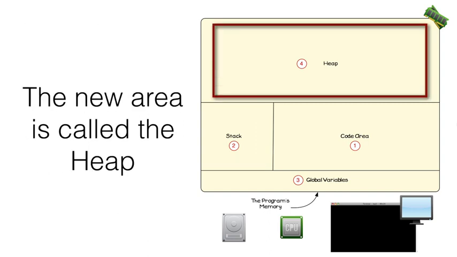Now, the new area that we've really got to work with is the heap. The heap is much larger than the stack. It's much larger than the code area, and your globals will be empty, so that's non-existent. But the heap itself is a large area where we can store lots and lots of data. But it's not accessible within variables in your program. The variables in our program aren't on the heap. The variables in our program are in the stack.